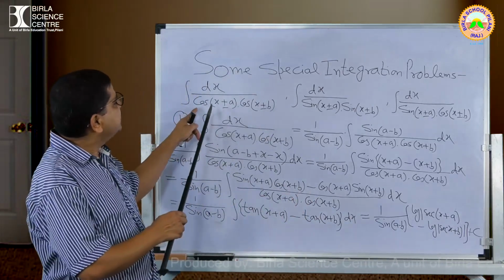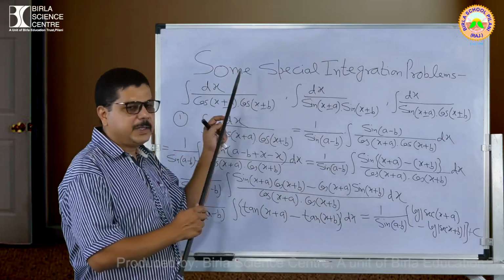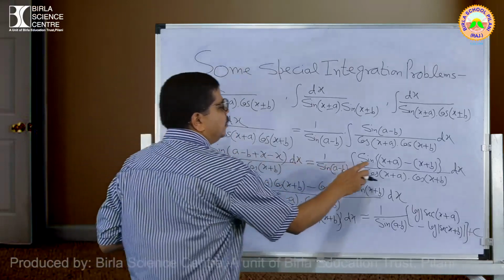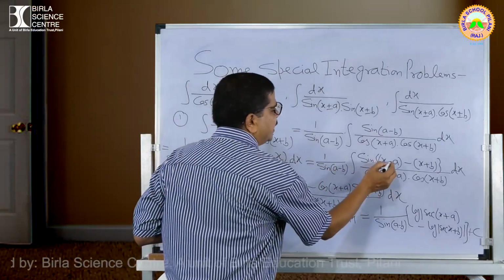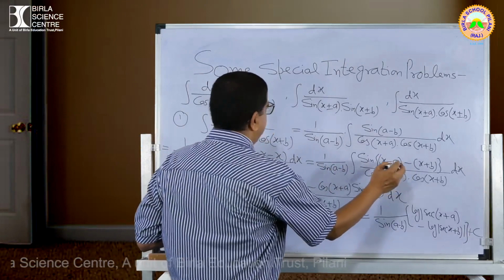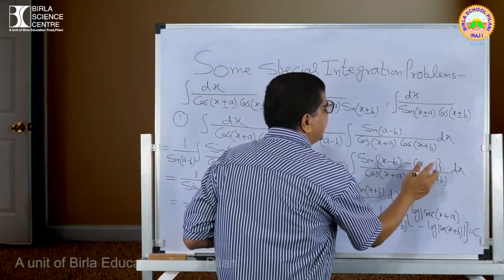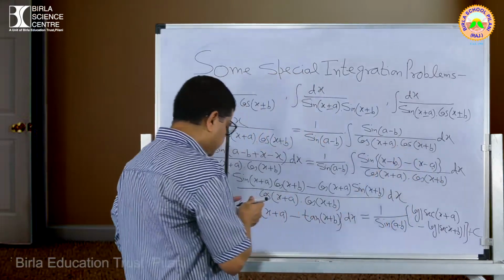Similarly, if it is minus a, minus b, then there is nothing special to do, simply writing minus a and taking minus b and taking common minus, it becomes x minus a.